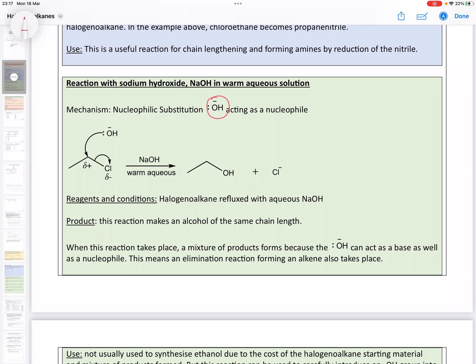So there are two possible reactions with sodium hydroxide. One possible reaction, if we use warm aqueous solution, is to do nucleophilic substitution, and we'll find out a little bit more about the alternative reaction later on. The reagents and conditions then are warm aqueous sodium hydroxide and reflux. The product in this case is an alcohol of the same chain length as the starting material.